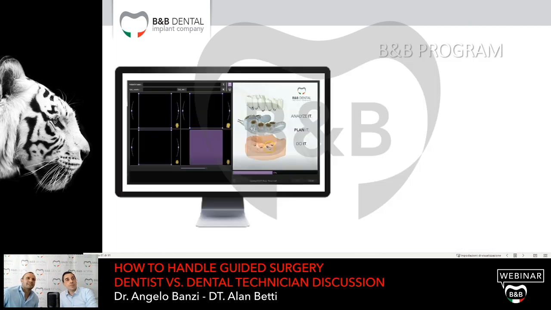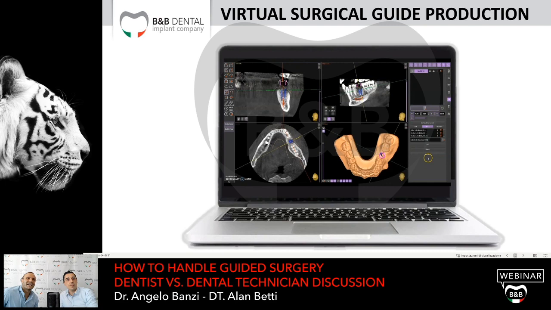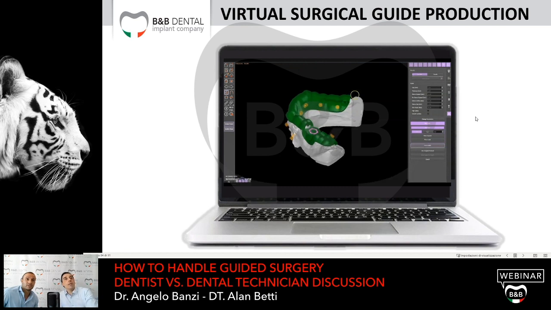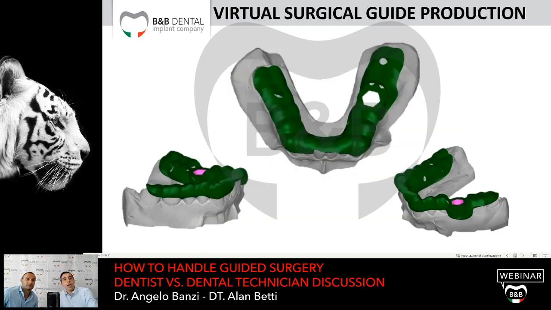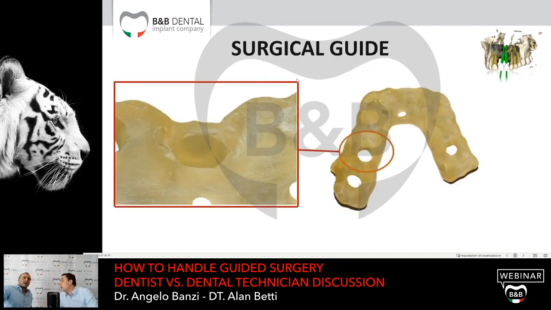Now the case is sent to your technician, and the technician is going to create the design of the surgical template, as we have seen before. In the design of the surgical template, you can create some holes, like here, to check the proper position of the surgical template, or if you want, for some anesthesia, behind the sleeve, the place where you want to put the implant.